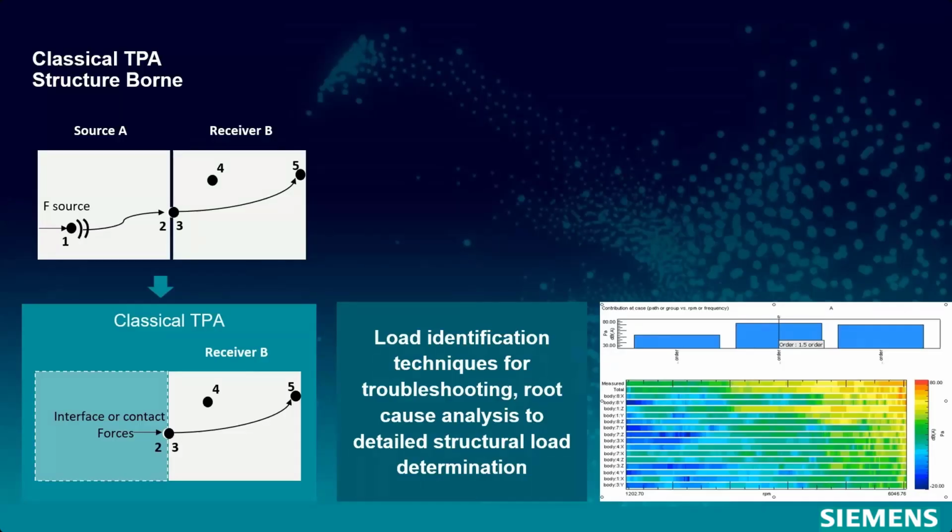Just to summarize, how does this classical TPA work? Typically, if we have a structure-borne noise source that is acting, there is some interface that we define between the source and the receiver. On this interface, for structure-borne noise, we want to identify interface or contact forces. These forces generate the same vibration pattern on the receiver as if the source were present. So essentially, if we would remove the source and put in place these interface forces, they would generate the same vibrations and noise in the receiver.